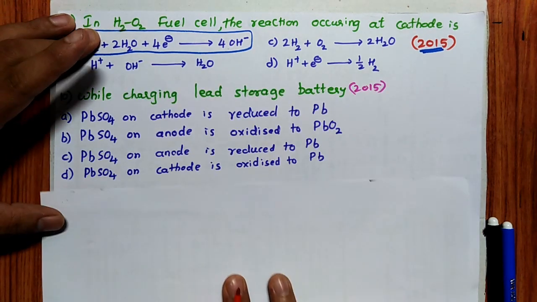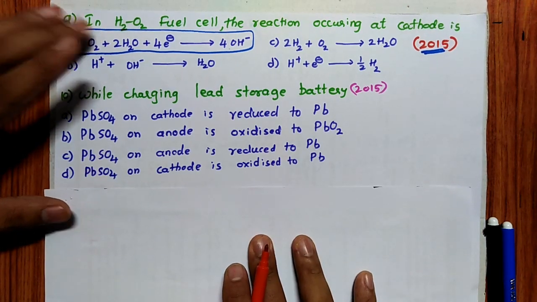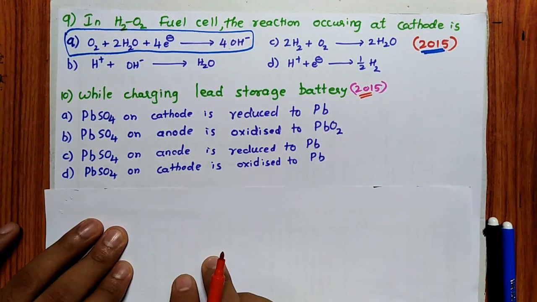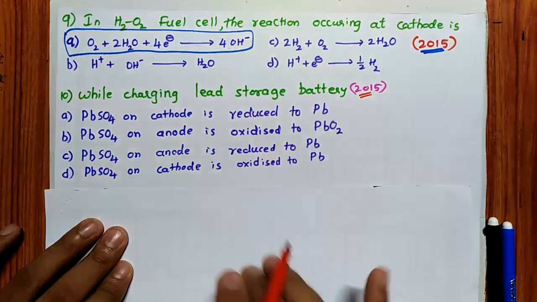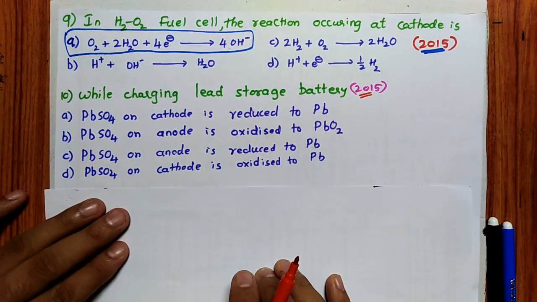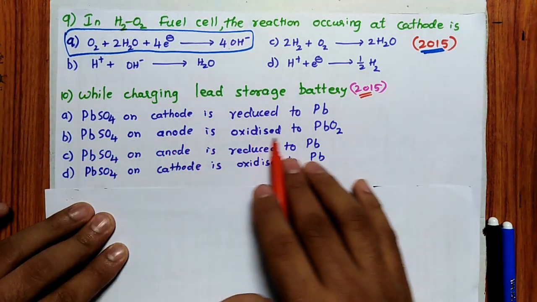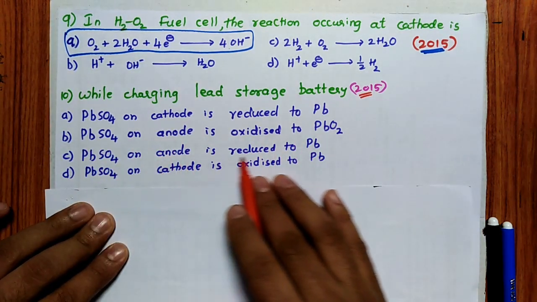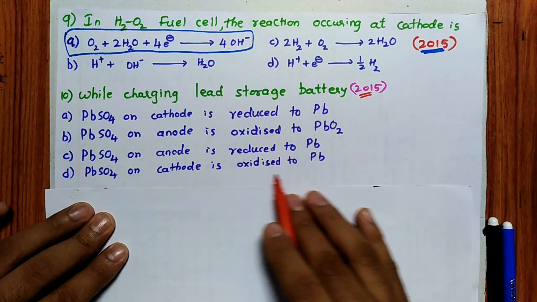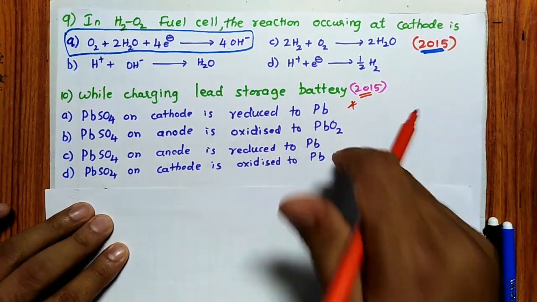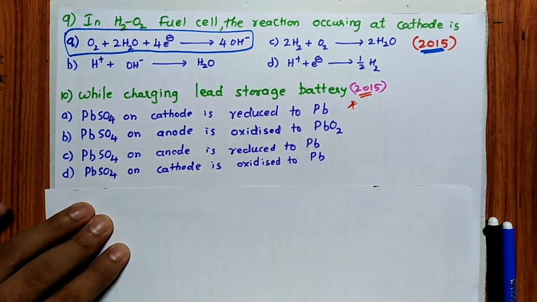Then the 10th question, also on battery. While charging lead storage battery, just now I have told in the previous question. Charging of lead storage secondary cell: PbSO4 on cathode is reduced to Pb, PbSO4 on anode is oxidized to PbO2, PbSO4 on anode is reduced to Pb, PbSO4 on cathode is oxidized to Pb. Most confused question, remember, definitely you will select the wrong answer here.